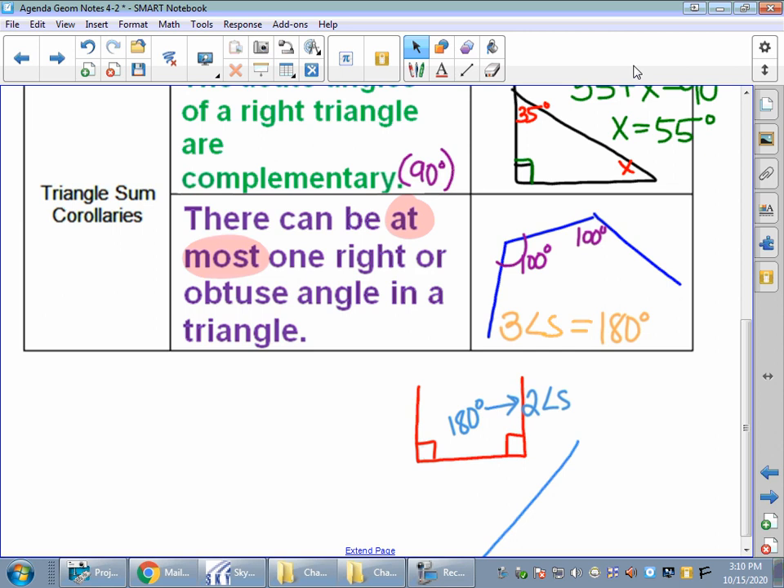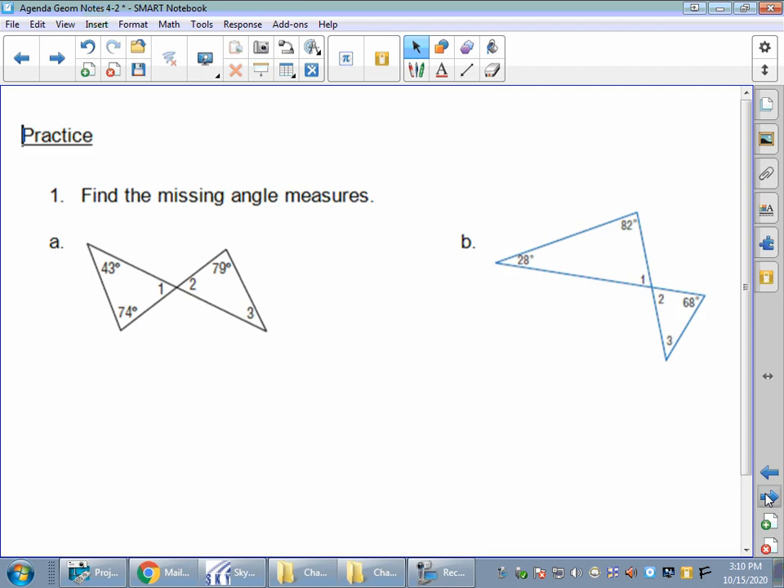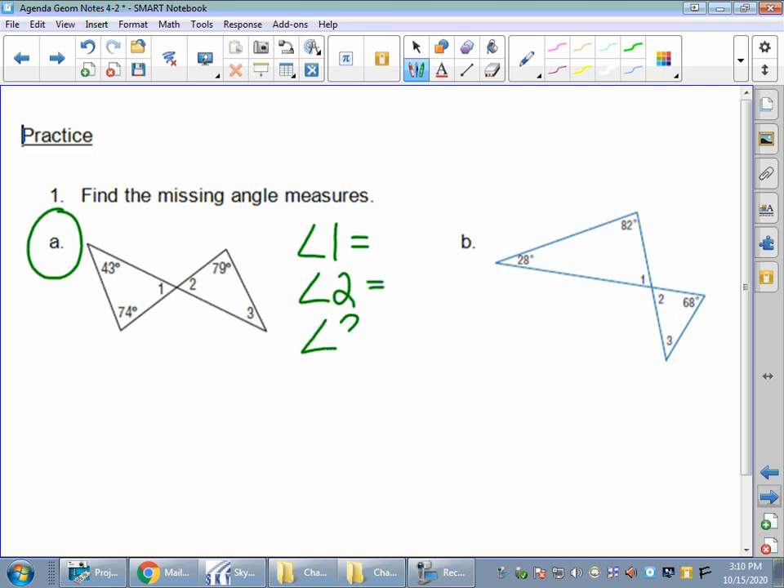All right, so let's do a couple of problems, a couple of practice. So this is going to be a lot of figuring out using your calculator. In practice 1A, we've got ourselves a diagram. It says find the missing angle measures. So it looks to me there's an angle 1, an angle 2, and an angle 3. Notice 1, 2, and 3 are angles. They don't have a degree sign on them, so they are angles. We could put x, y, and z there if we really wanted to, and that's what we would need to find.